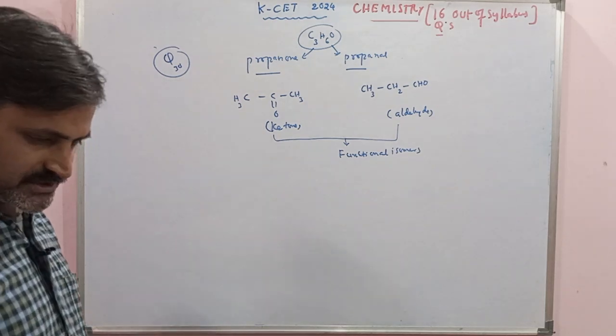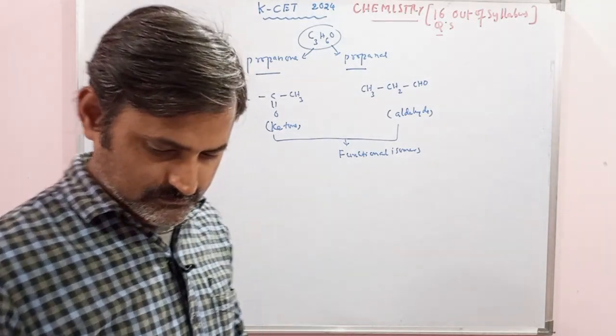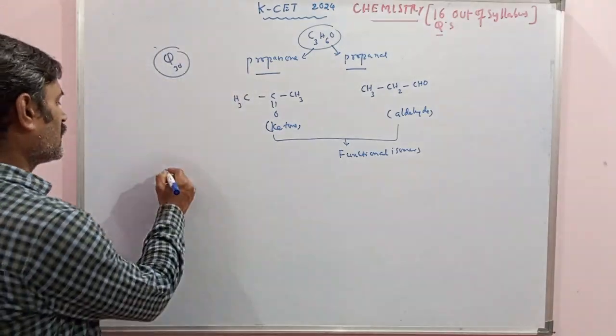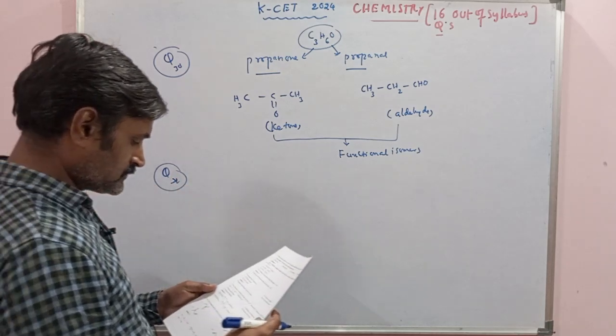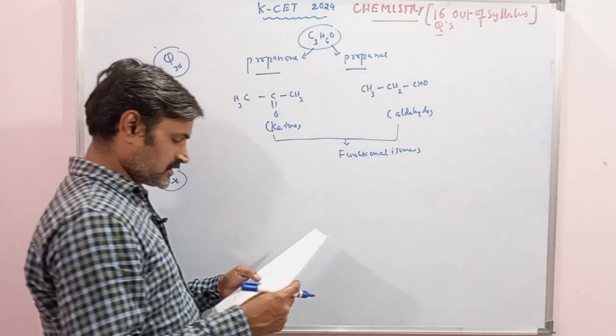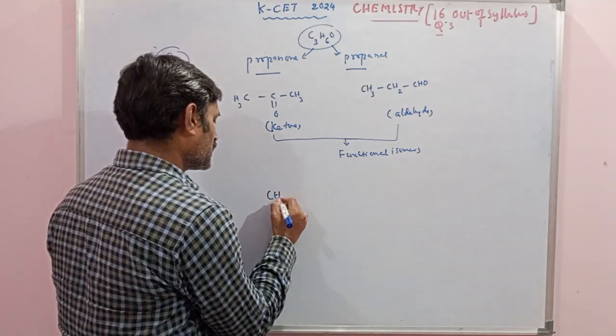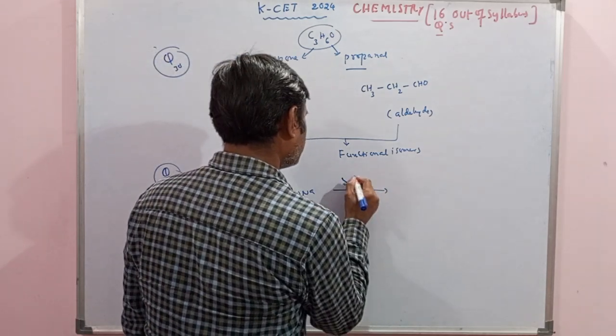Okay, dear students. Next one, question number 31. We will see question number 31 also. They are given sodium ethanoate on heating with soda lime gives X. Sodium ethanoate is what? CH3COONa, and soda lime they have taken.